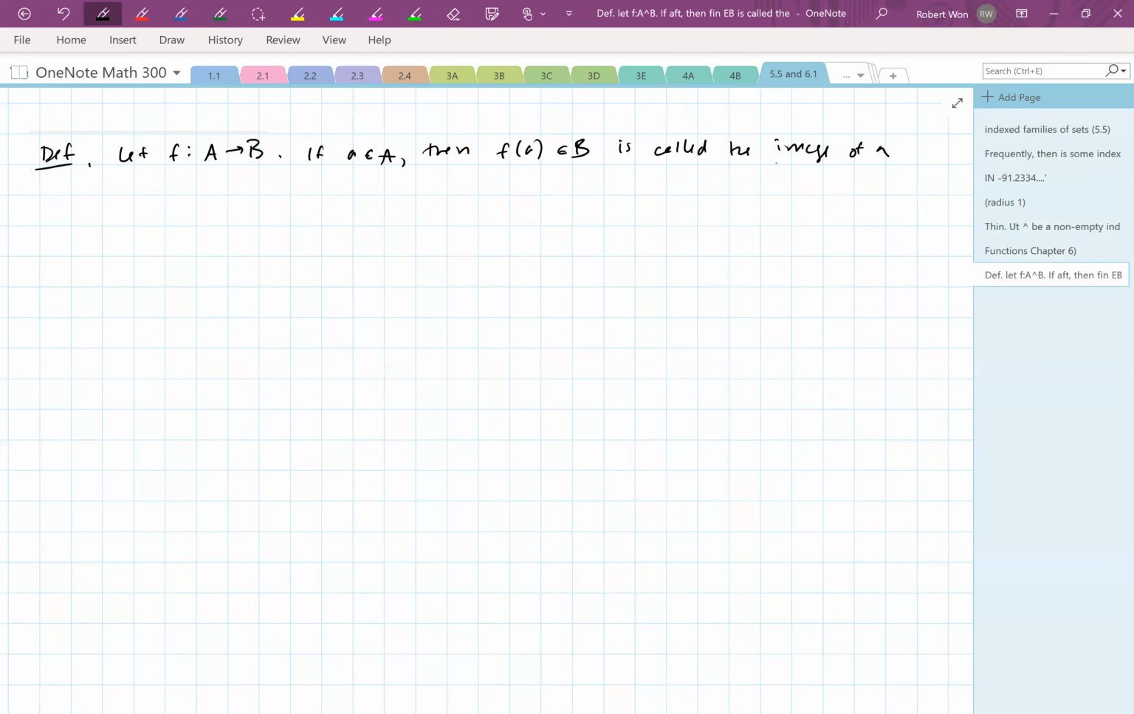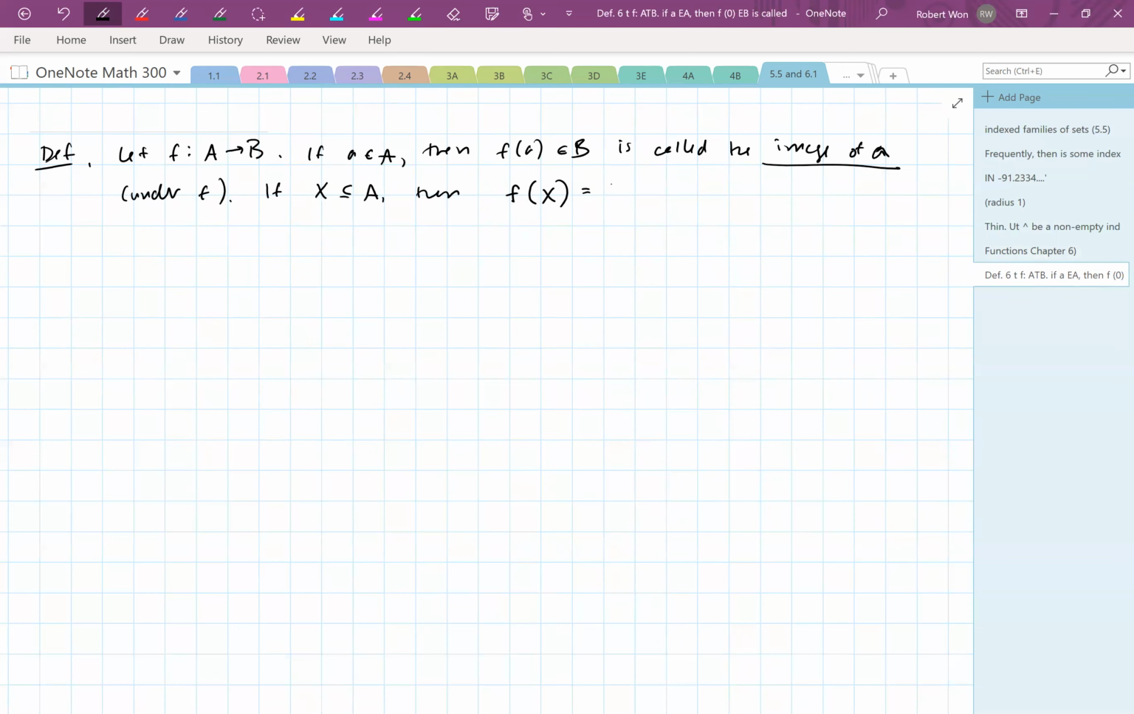In black ink. Let f be a function from A to B. If a is an element of A, then this element f of a, which is an element of B, is called the image of a under f. So if f is understood, you might just say the image of a. But if you want to specify f, you say the image of a under f. Similarly, if X is a subset of A, then I'm going to now define a new symbol, f of X.